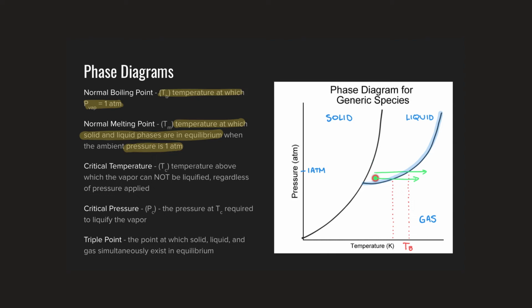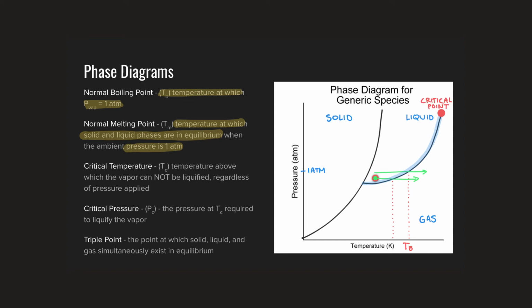Have a look at the upper right-hand corner of our diagram, and you'll notice that I've labeled a little dot up there. Above this particular temperature, no matter how much pressure is applied to the system, the vapor cannot be liquefied. That is, the only phase available above that temperature is the gas phase. And we call that particular point the critical point.